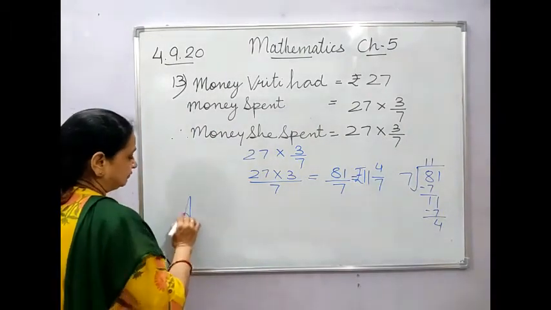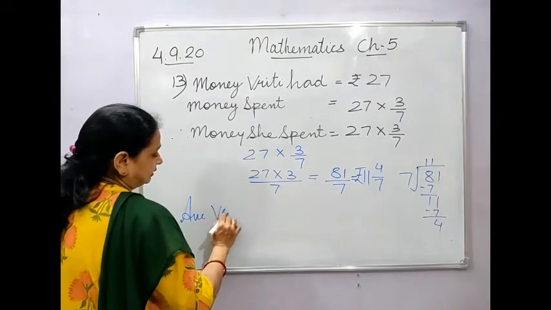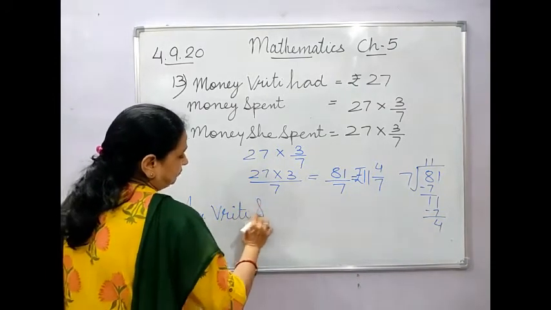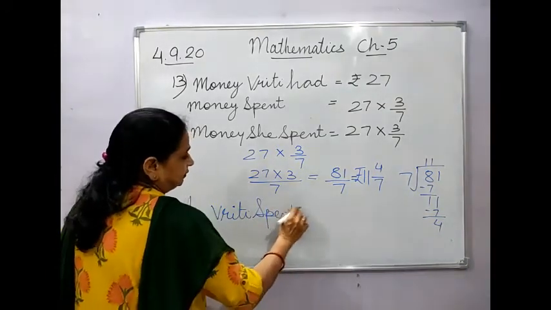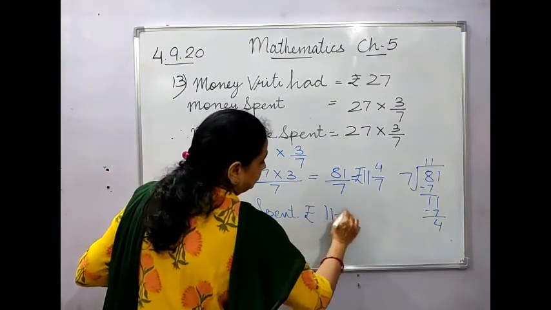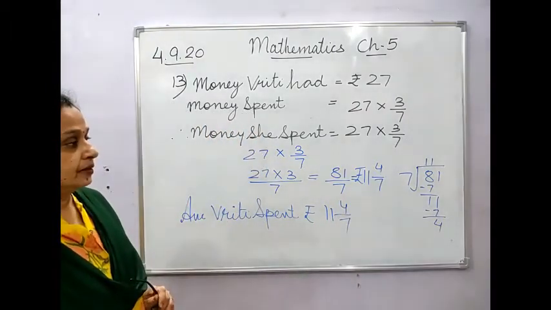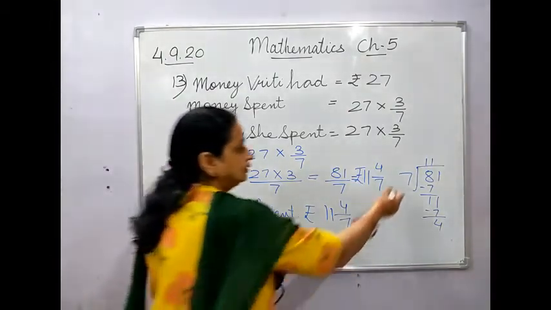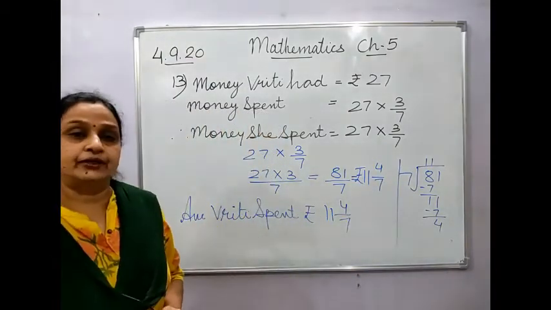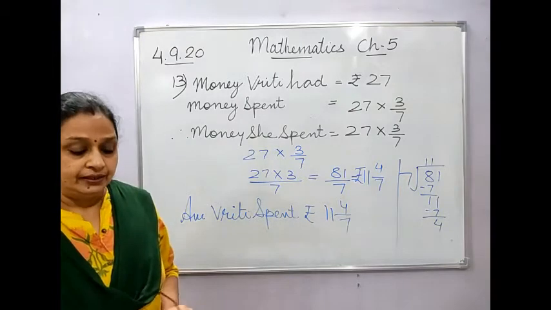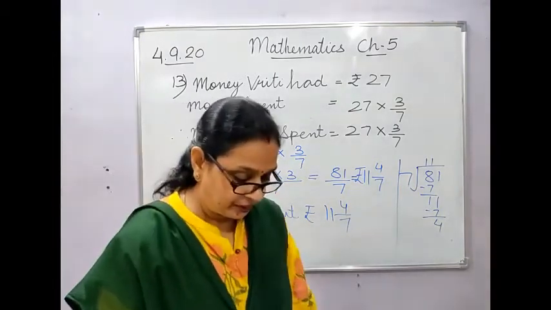Okay, so your answer will be Vritti spent rupees 11 whole number 4 upon 7. Clear? All these types of calculation you will be doing in your rough copy. Then we come to the last one.